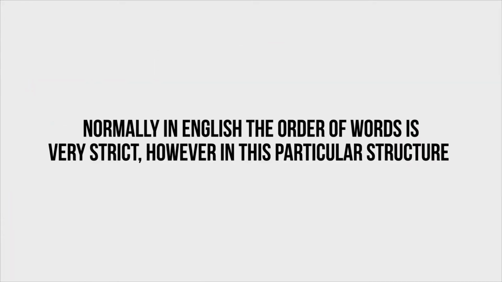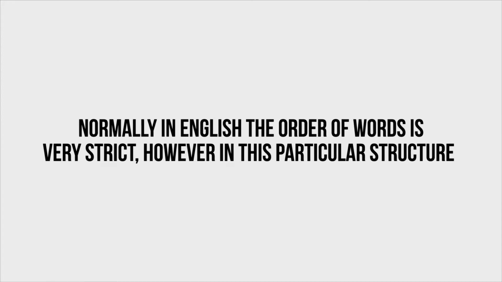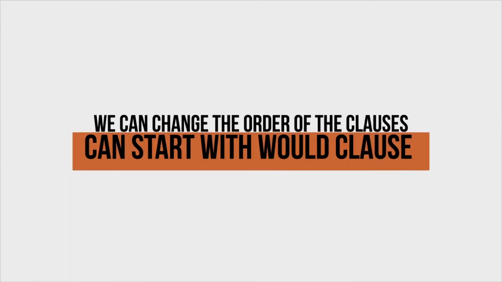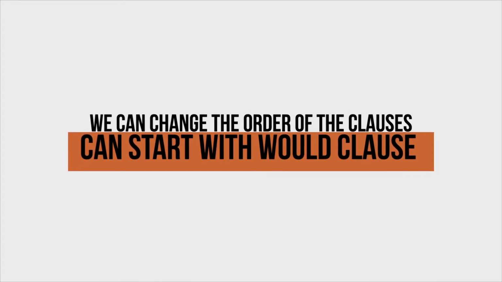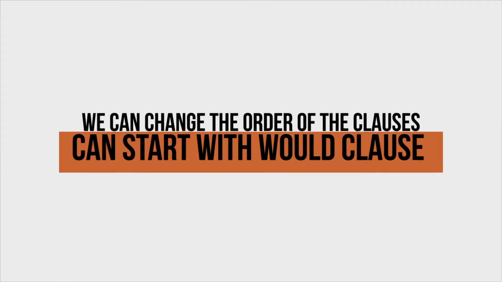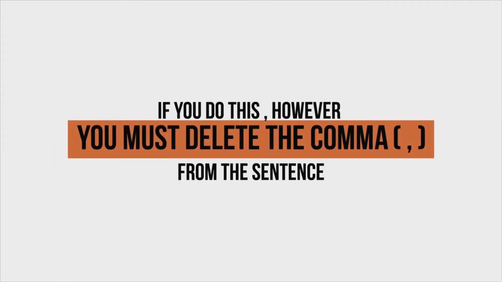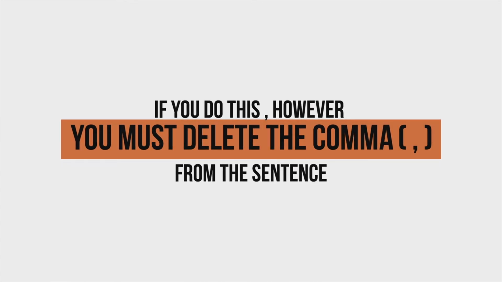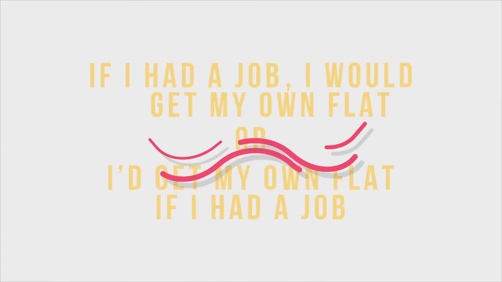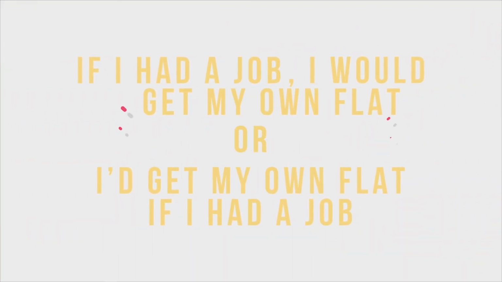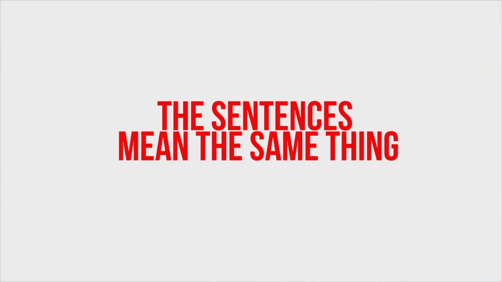Normally in English, the order of words is very strict. However, in this particular structure, we can change the order of the clauses. The if clause does not have to come first. You can start with the would clause. If you do this, however, you must delete the comma from the sentence. For example, if I had a job, I would get my own flat, or I would get my own flat if I had a job. The sentences mean exactly the same thing.